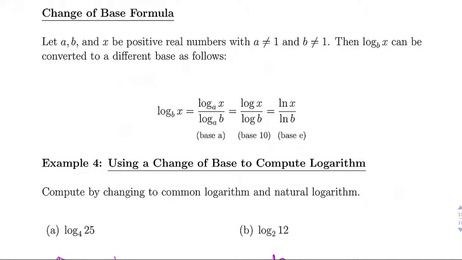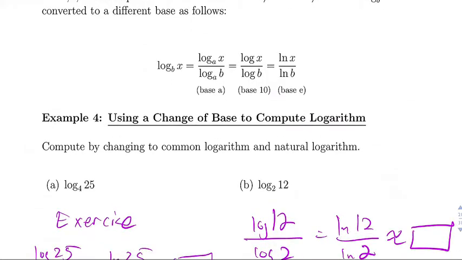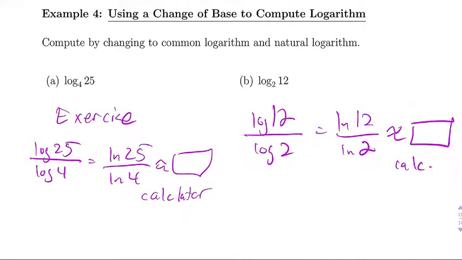So, we worked an example earlier where we had something like log of 25 base 5. And to calculate that, we used a change of base, and we said that's the same as the log of 25 divided by the log of 5. This one asks us to compute by changing to the common log and natural log, but I'll leave it as an exercise. For a, you'll say the log of 25 divided by the log of 4, which should be the exact same as the natural log of 25 divided by the natural log of 4. You put it in your calculator and you get a result. And it's something similar for part B.